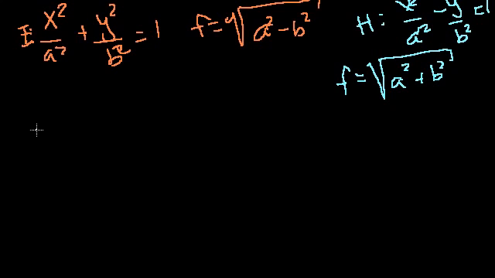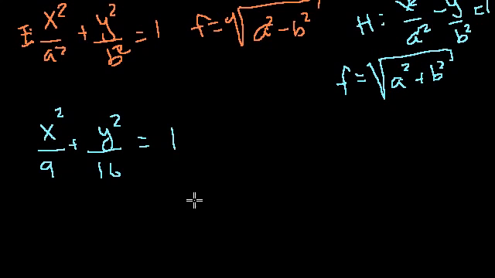So if I were to give you the following hyperbola, x squared over 9 plus y squared over 16 is equal to 1. Well, the first thing we could do is figure out the focal length just by plugging into the formula. The focal length is equal to the square root of a squared plus b squared. This is a squared, right? A is 3. B is 4. So 9 plus 16 is 25, whose square root is 5.